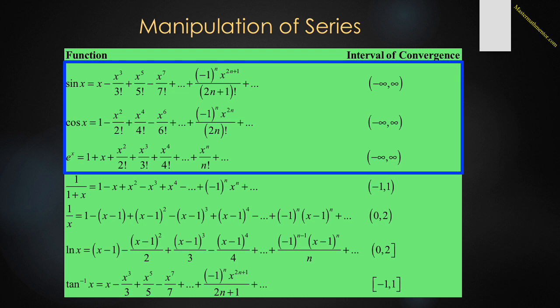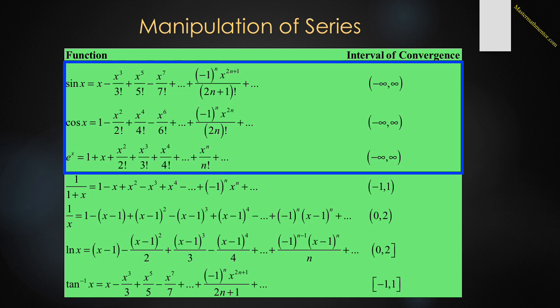Sine of x is equal to x minus x cubed over 3 factorial plus x to the 5th over 5 factorial minus x to the 7th over 7 factorial plus ... And the general term is -1 to the n x raised to the 2n plus 1 over 2n plus 1 factorial. The interval of convergence is -infinity to infinity.